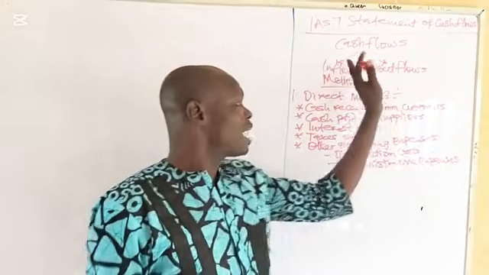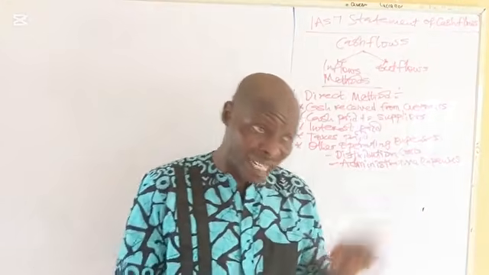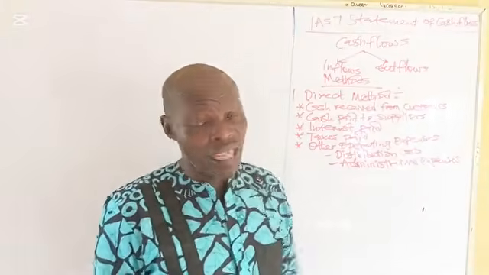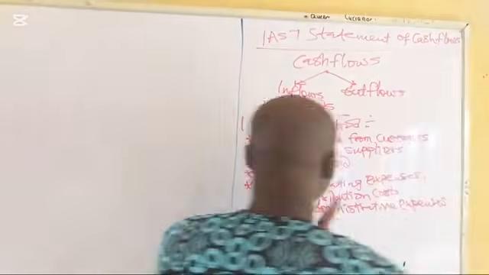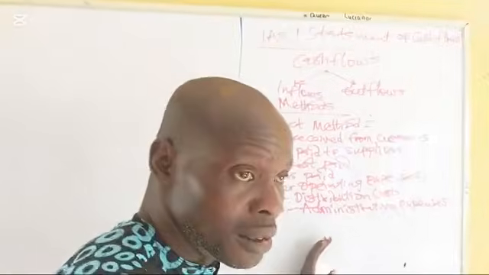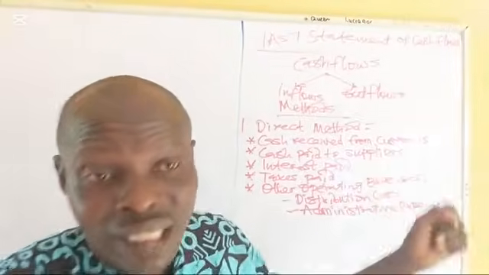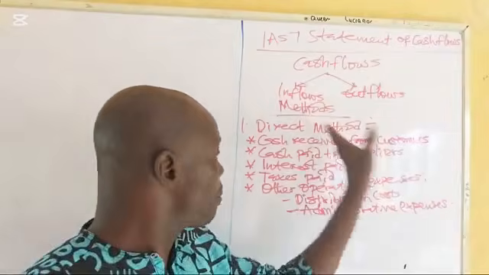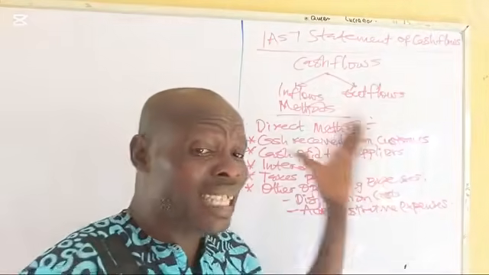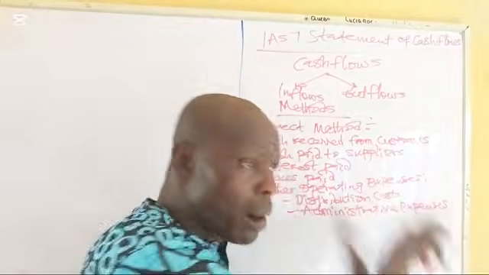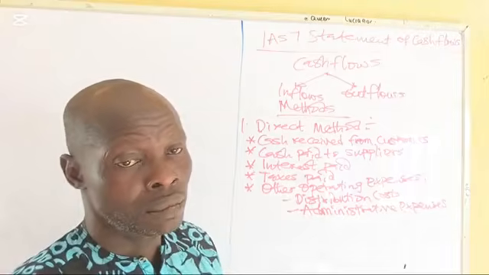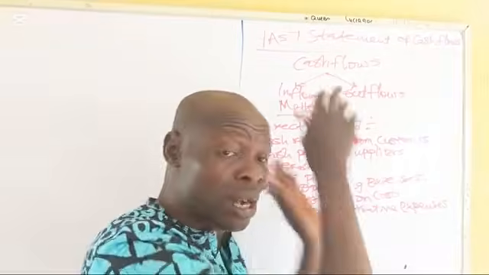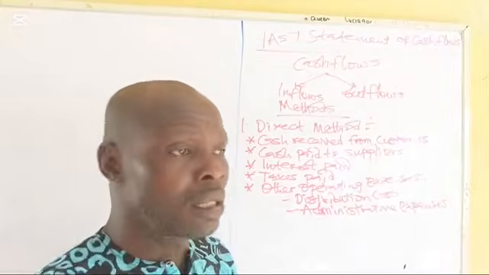It is the direct method that will show these items under what? Under the operating activities. We said the direct method shows the basic cash flows from operating activities. Under the direct method, the operating activity will contain the items listed on the board.